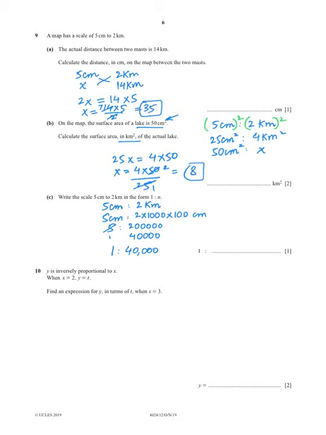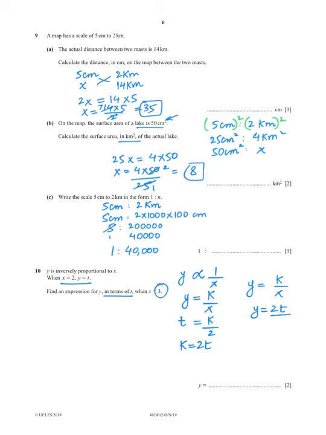Question number 10. y is inversely proportional to x. First we need to eliminate the sign. It will be y equals k upon x. The value of x and y is known. When x is 2, y is t. So basically we have the value of k, that is 2 times t. Find an expression for y in terms of t when x is equal to 3. So now the expression is y equals k upon x. The value of k we have already found out. It's 2t upon x, and the value of x is 3. So y is equal to 2t upon 3. That is your final answer.